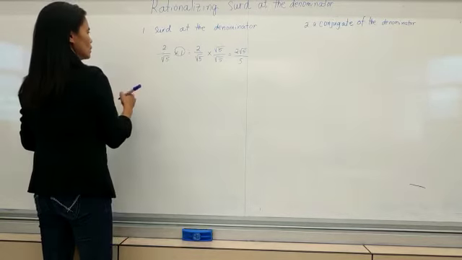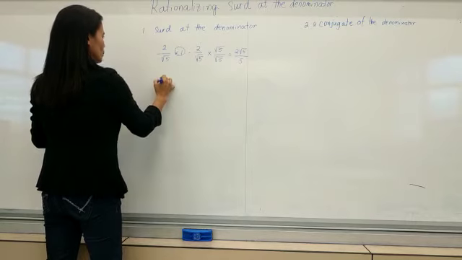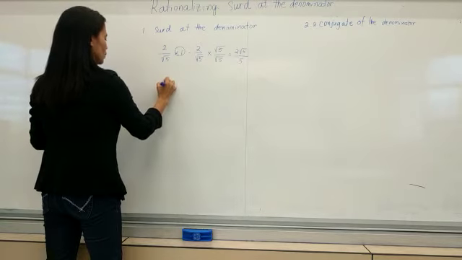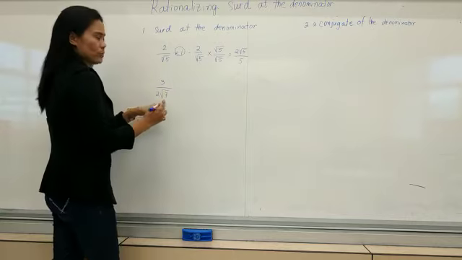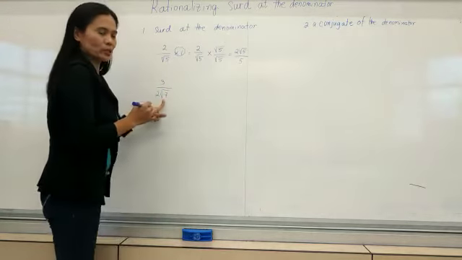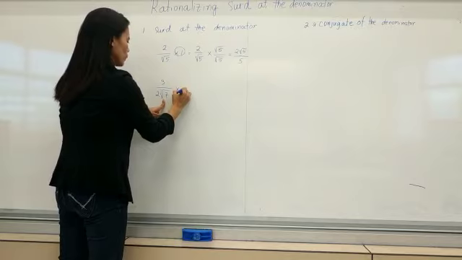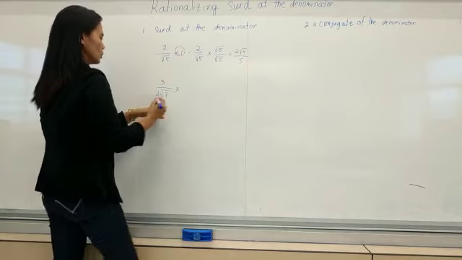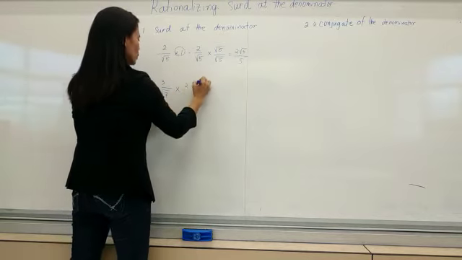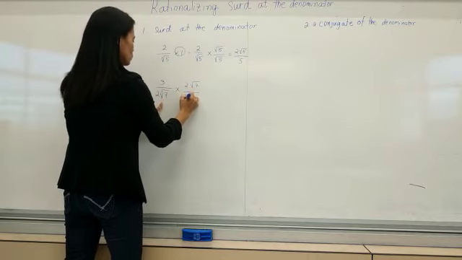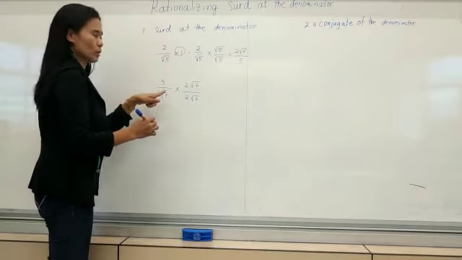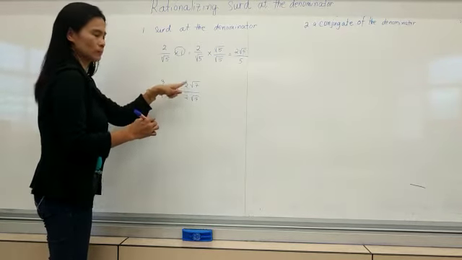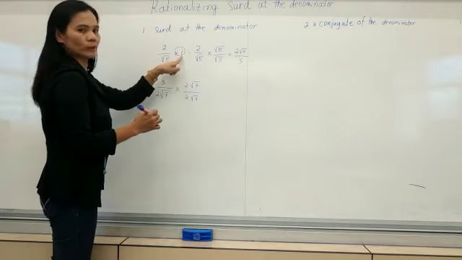Let's see another example. We have, say, 3 over 2 square root of 7. To rationalize this, we multiply with the same expression at the denominator. So we have 2 square root of 7 divided by 2 square root of 7. We are not changing the value of this one. If this is divided, we go back to 1.